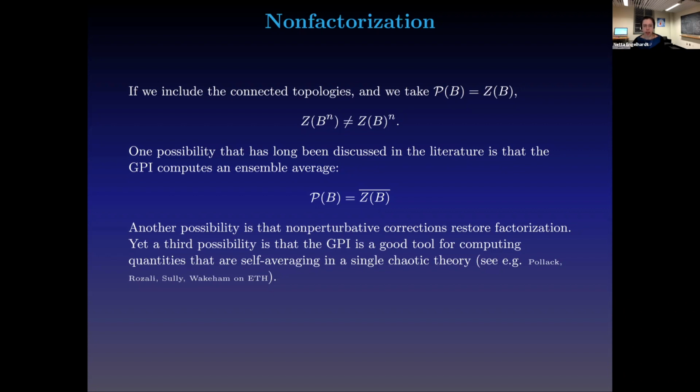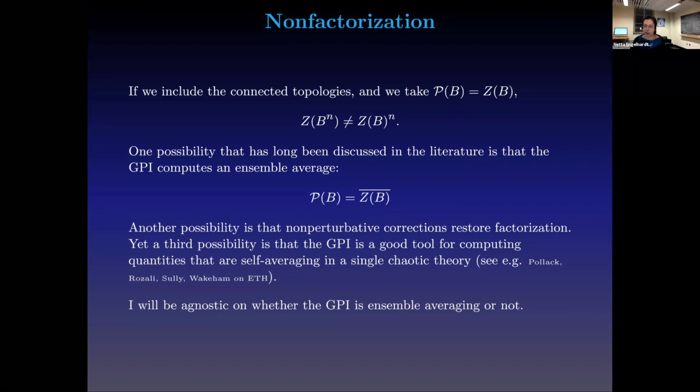Another possibility is that it's just coarse-graining over some non-perturbative corrections, which restore factorization. A third possibility is that it's just a really good tool for computing quantities that are self-averaging in a single chaotic theory. Now, I am not going to be subscribing to any one of these in particular today. I'll be completely agnostic about this. I am going to use this overbar just to denote whatever it is the gravitational path integral is computing.